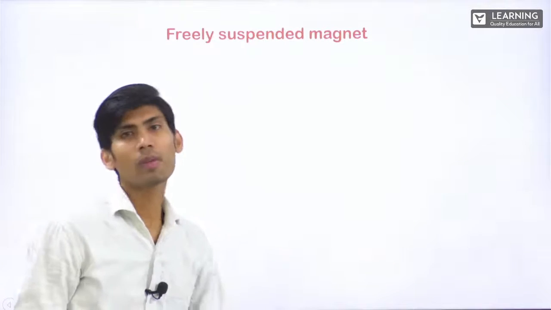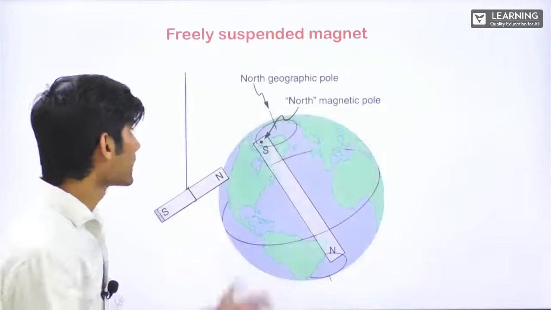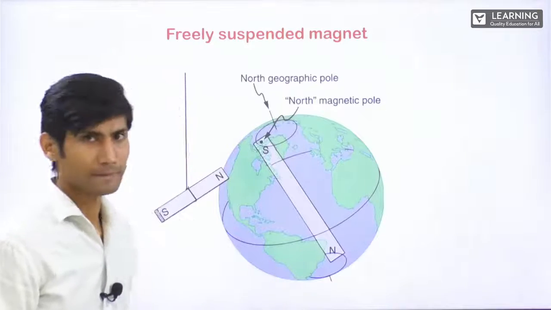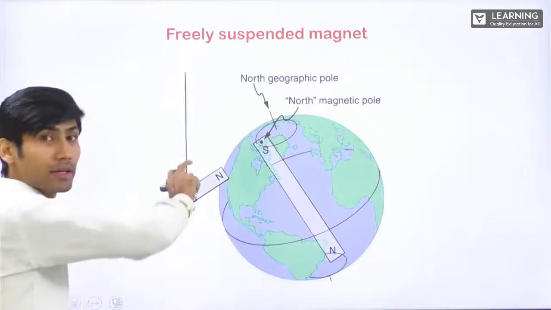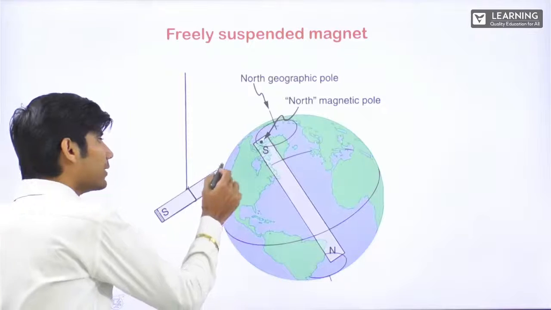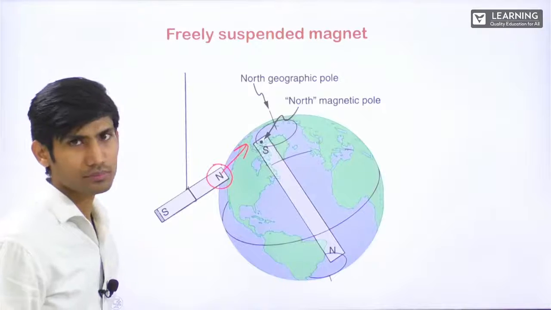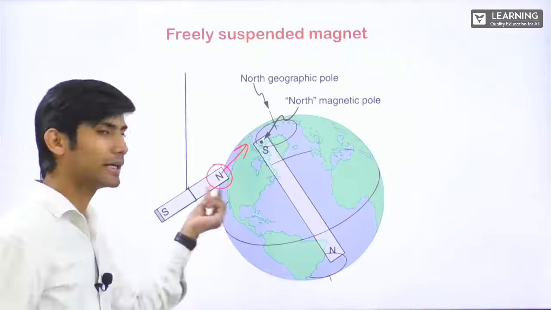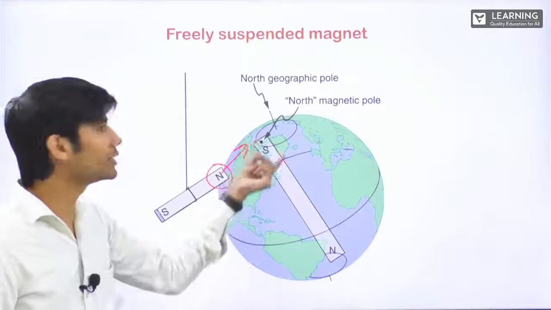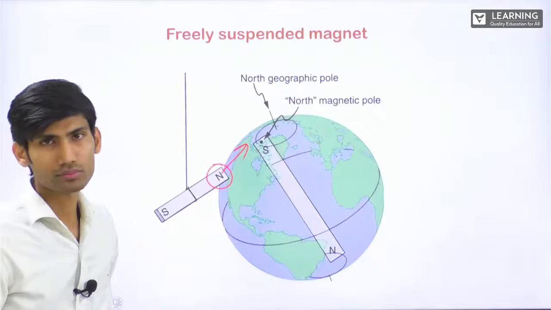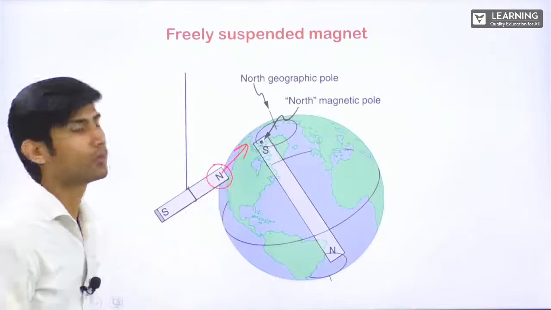Okay, why is this so? Because our earth also has a magnetic field around it, this we know. So whenever we take a bar magnet and suspend it freely, one end will always align in one particular direction. If that particular end is aligning itself towards the geographic north pole, we will call that particular pole the north pole.